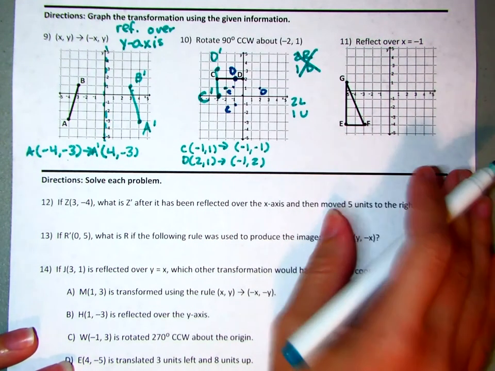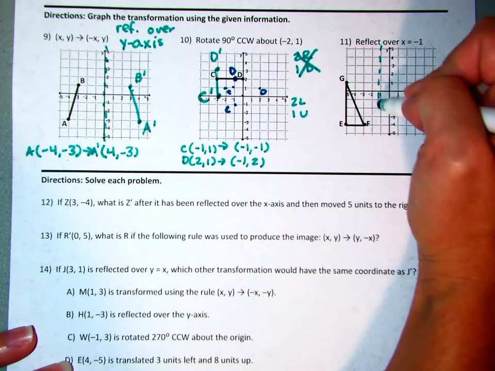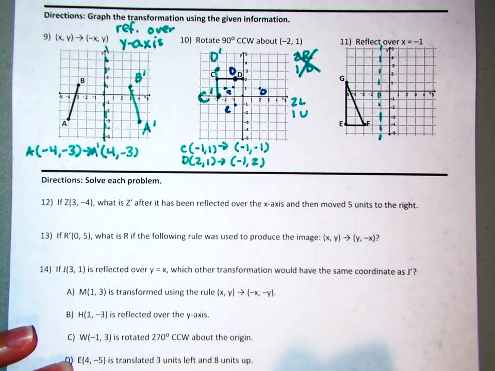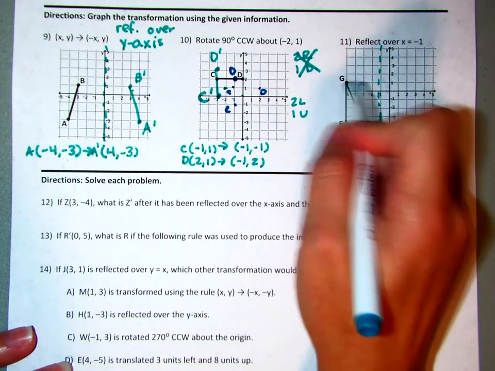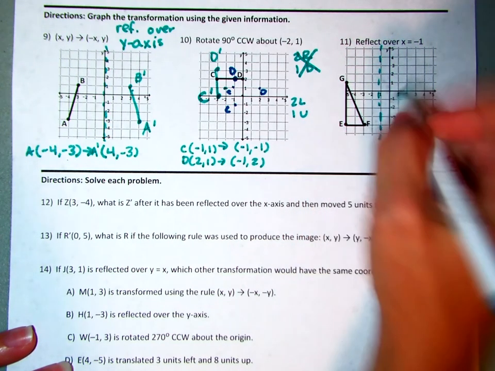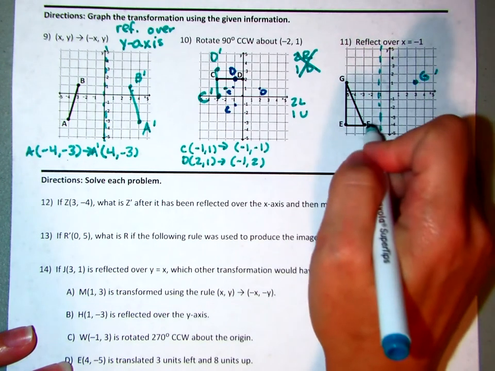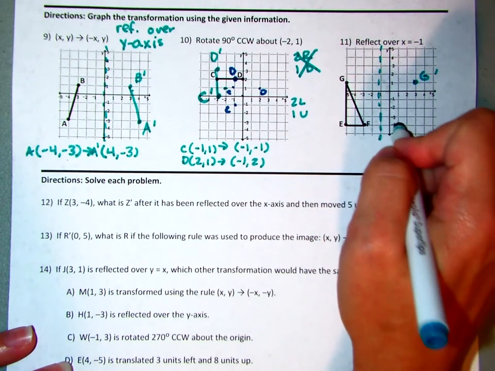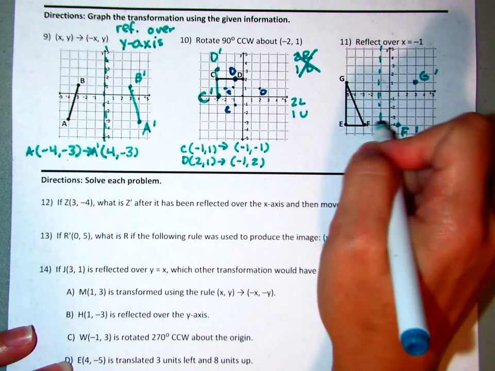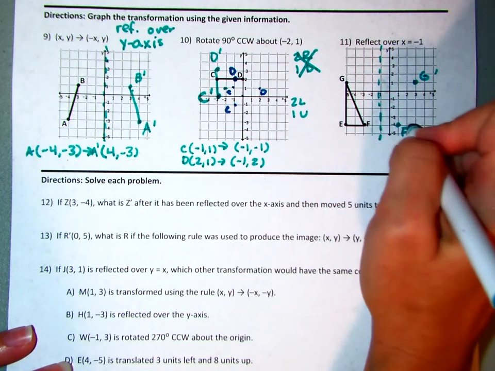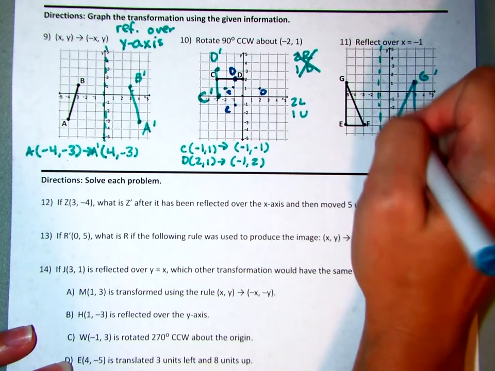Then on number 11, it says we're going to reflect over the line x equals -1. So first thing you want to do is set your line x equals -1, and now we're just going to reflect the image by counting our points to that line. So this G is 1, 2, 3, 4 from it, so we're going to go 1, 2, 3, 4 this way, that's G prime. F is 1, 2 from it, so we're going to go 1, 2 this way, that's going to be F prime. And then E is 1, 2, 3, 4 from it, so we're going to go 1, 2, 3, 4. That's going to be my E prime. And so now we will draw our picture, and there it is.